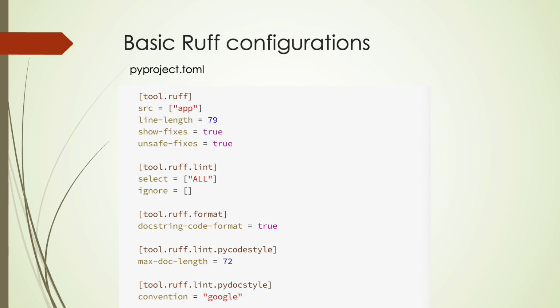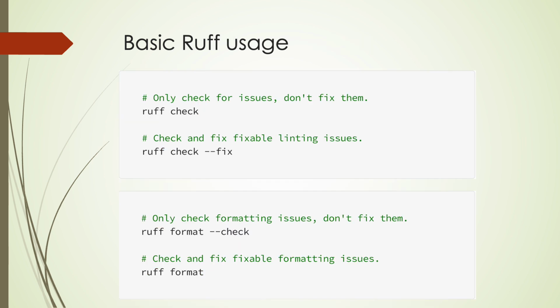If you add Ruff to an existing project, you will likely want to ignore some rules in order not to make too many changes to legacy code. Note that the linter and formatter of Ruff work independently and need to run separately. To run linting, use ruff check like this, and to run formatting, use ruff format like this.